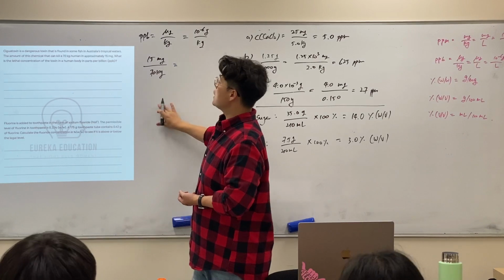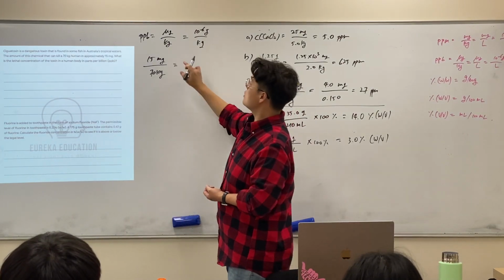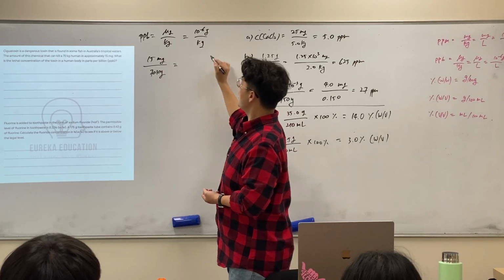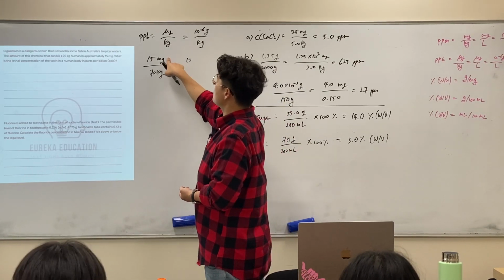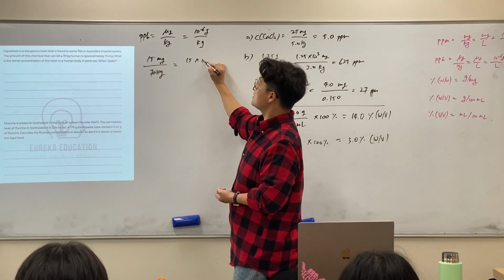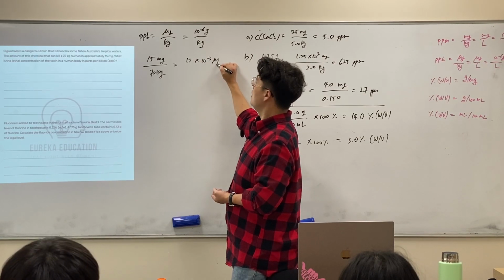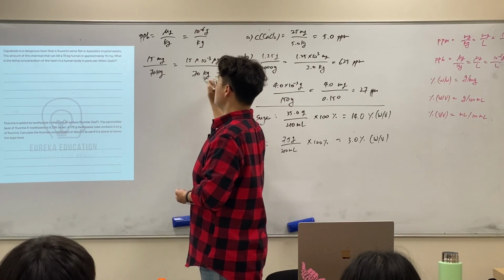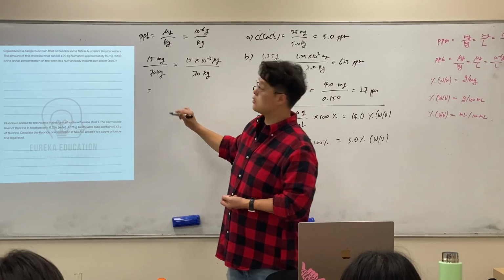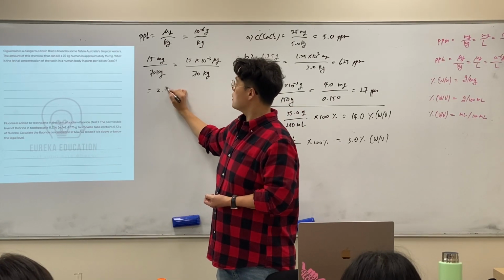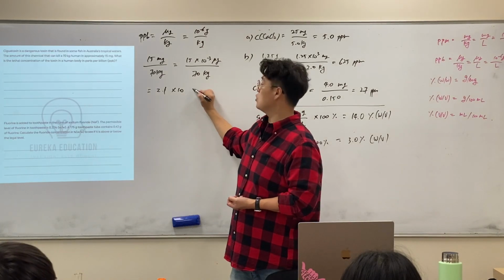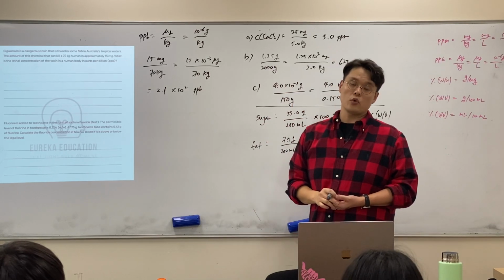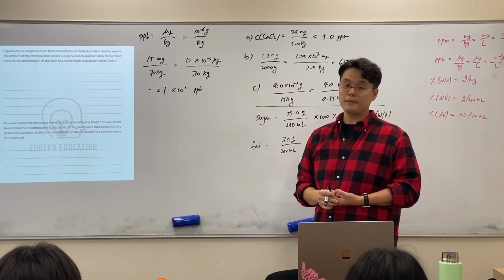So what we need to do is convert the milligrams into grams or micrograms. Milligrams to micrograms will be 15 times 10 to the power minus 3 micrograms divided by 70 kg. Then you get 2.1, in 2 sig figs, times 10 to the power of 2 ppb, or 210 basically.